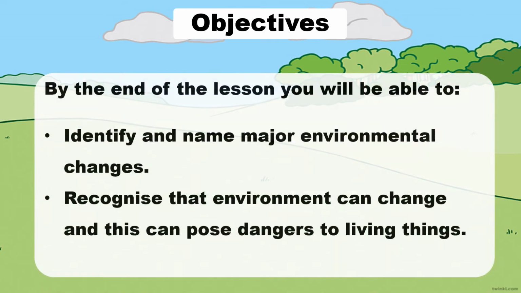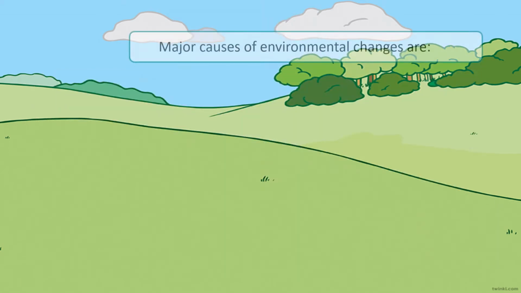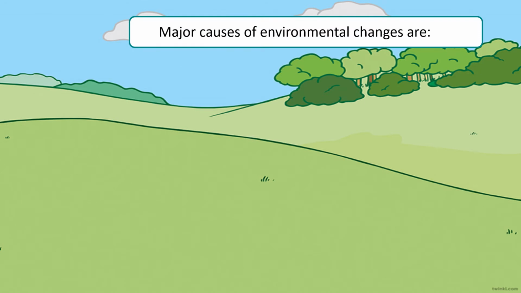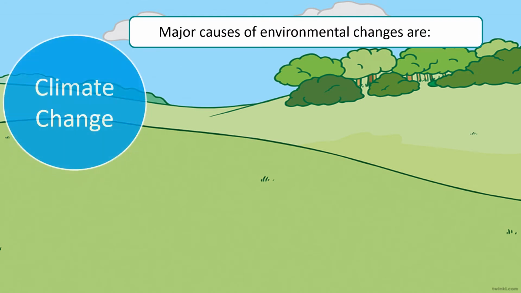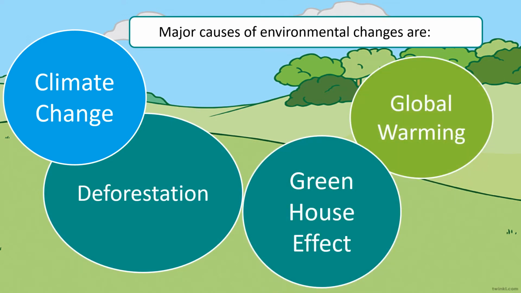Objectives. By the end of the lesson, you will be able to identify and name major environmental changes, recognize that environment can change and this can pose dangers to living things. Dear students, as you already know, the major causes of environmental changes are climate change, deforestation, global warming, and greenhouse effect. Last week we did climate change and deforestation. So this week we are going to continue with greenhouse effect and global warming.